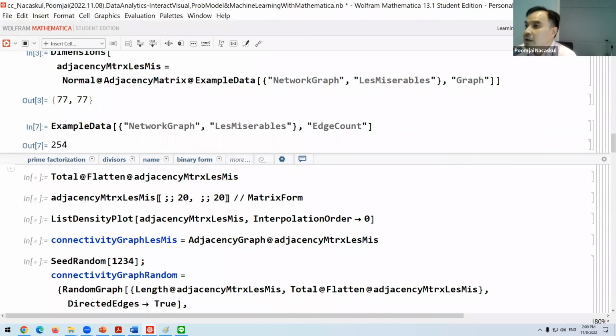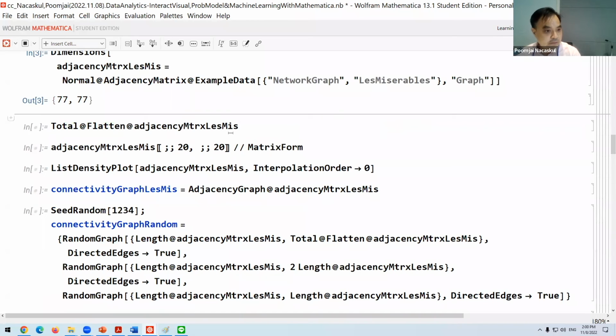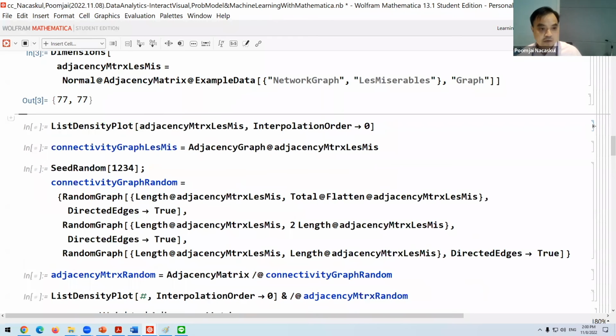254. Out of how many possibilities? Well, that's certainly 77 times 76 divided by 2, right? Anyway, you don't need this. This is not that important.